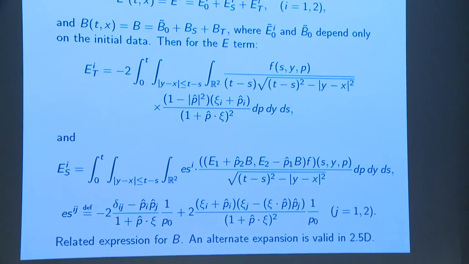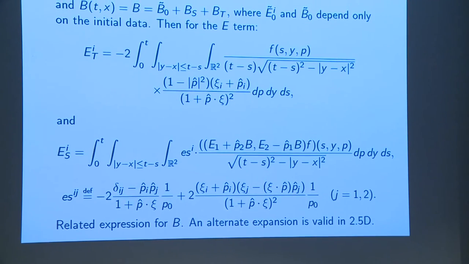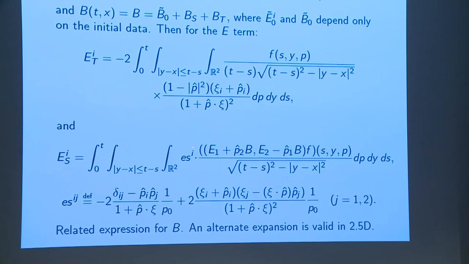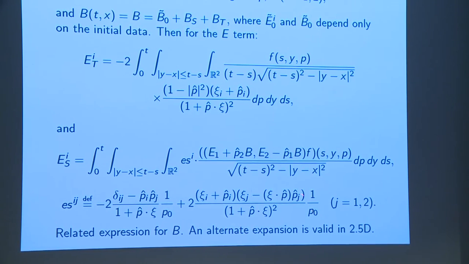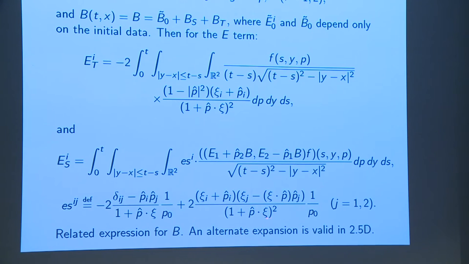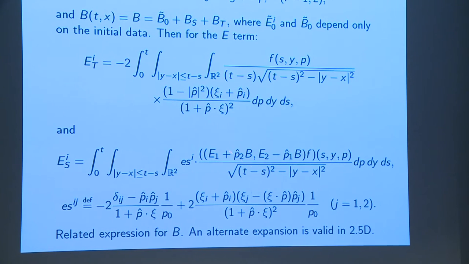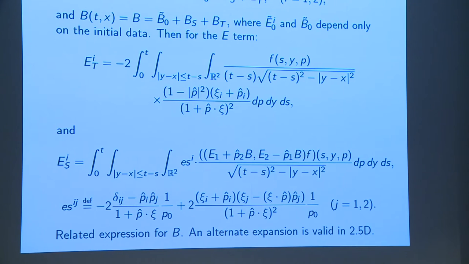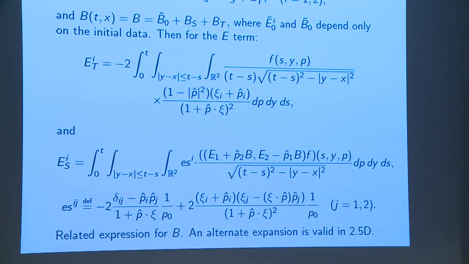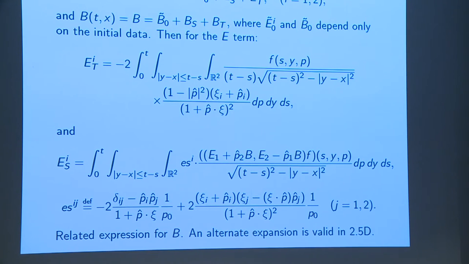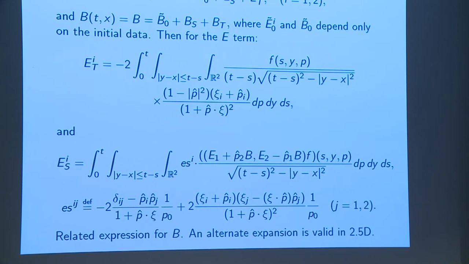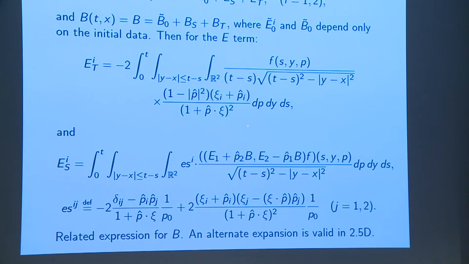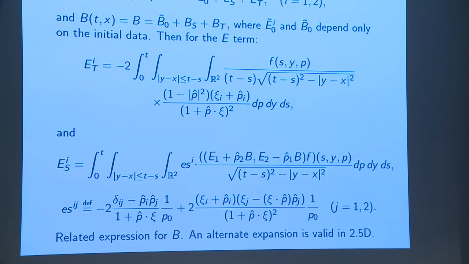You get a similar but worse expression for E_S. So you have this complicated polynomial, and then you dot that with the Lorentz force times f, and you divide by the wave kernel in 2D. So the E_T term is linear in f, but more singular, and the E_S term is nonlinear, but it has structure.